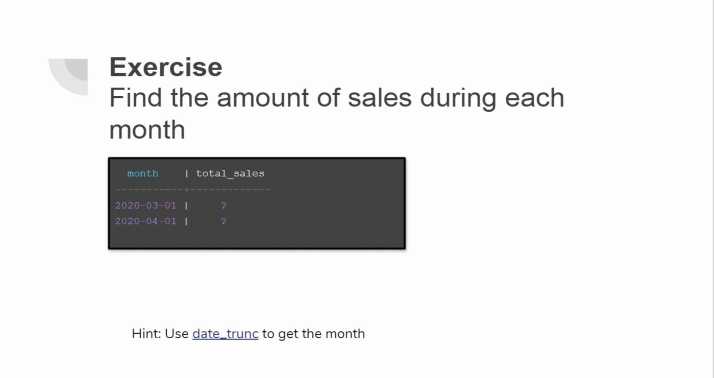To get the date from the timestamp, you can use a function called datetrunc. If you're not sure how this function works, I encourage you to look it up online. I'm going to give you 2 minutes for this exercise, and I want you to share in the group chat how many sales were made in March and how many sales were made in April. Okay, so let's try to do this together.